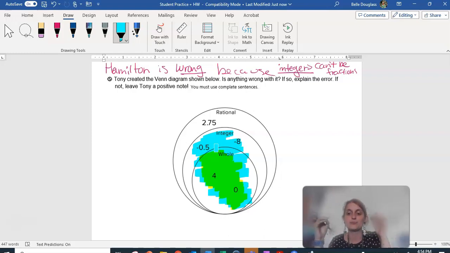It's like saying, I'm in Miss Douglas's homeroom, which sadly no one is this year because I don't have a homeroom. But I'm also in the 6th grade. You can be both things at once, but not all 6th graders are in Miss Douglas's homeroom. So not all integers are called whole numbers, only the ones without a negative sign. These two on the outside, this -8 and this -0.5, are negatives, but are all negatives integers?